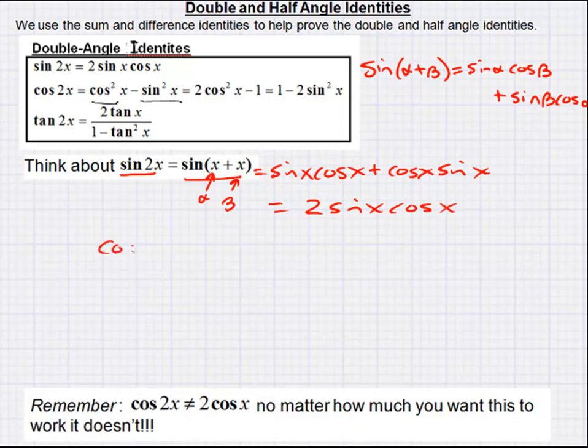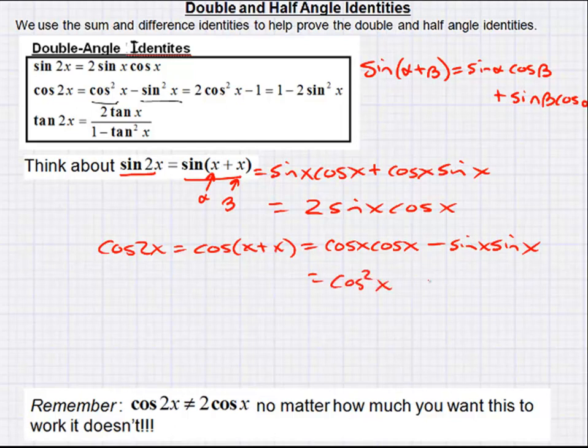If I did cosine of 2x, that's cosine of x plus x, which is going to be, for that sum identity, the cosine of x times the cosine of x minus the sine of x times the sine of x, which would be cosine squared x minus sine squared x. Hence this. Now we have two other versions of this identity that could be useful depending on what you're doing. Sometimes you just want to write your answer in terms of sine. Sometimes you just want to write your answer in terms of cosine. I'd say you're going to use this most often, but then that could get you these other two.